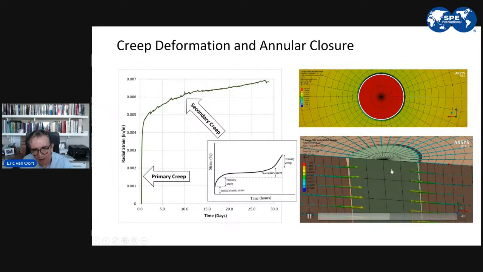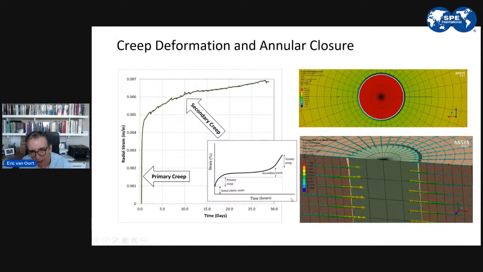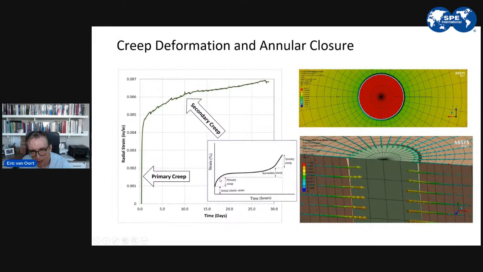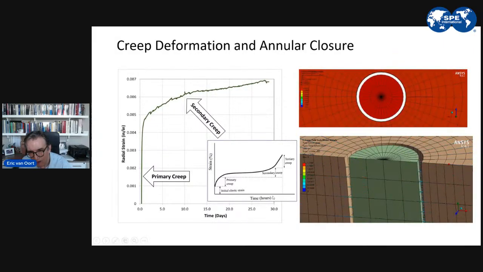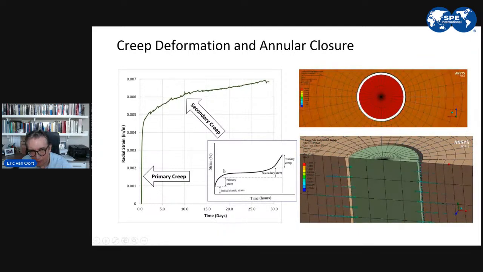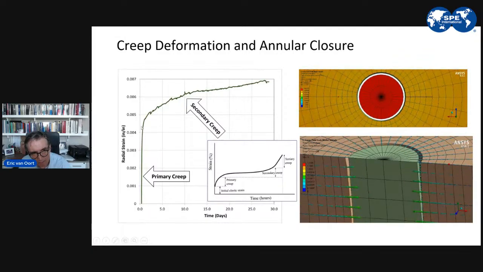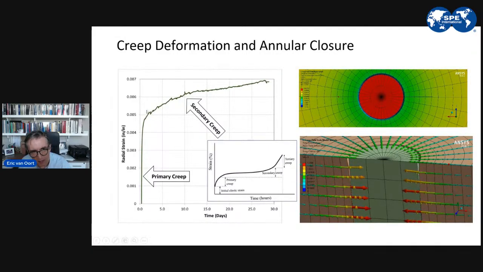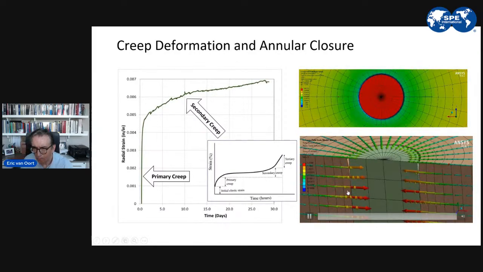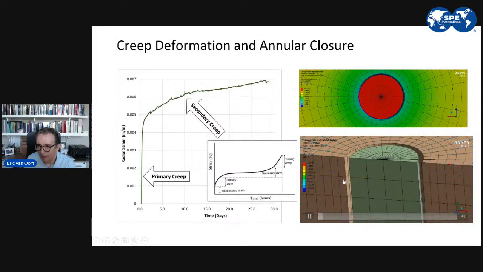And you can see from our strain measurements that we indeed see creep. In the inset here, you see kind of the textbook creep behavior with primary and secondary creep. Basically strain deformation as a function of time under the influence of downhole pressure and temperature. And in our tests, we indeed see primary creep and then the secondary creep that ultimately closes in the annuli. And so the animations from ANSYS Fluent kind of indicate that.